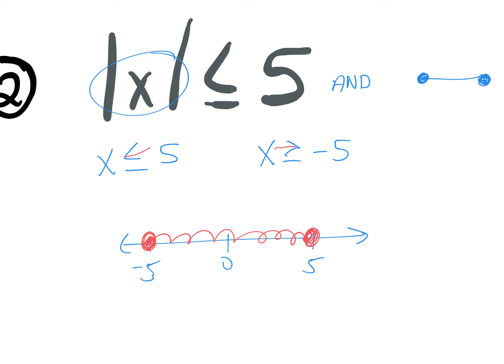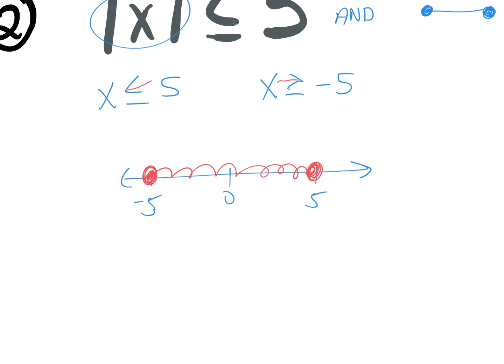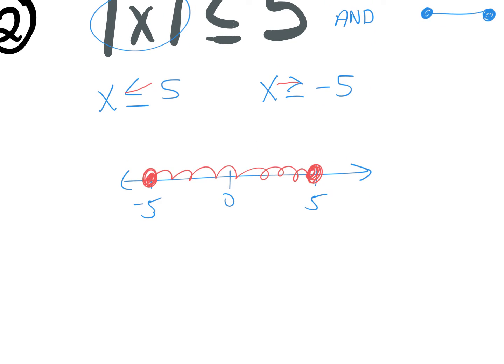Plug in 0. Should it work? Yes. If I plug in 0, what's the absolute value of 0? 0. Is that less than 5? Yep. So you're good to go. So what's your interval notation? What to what? Negative 5 to 5. Okay.